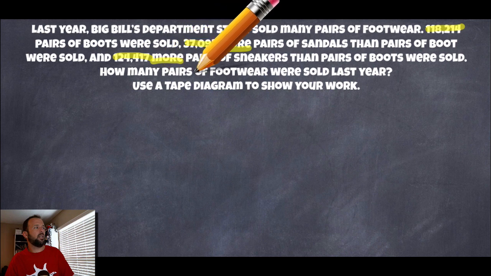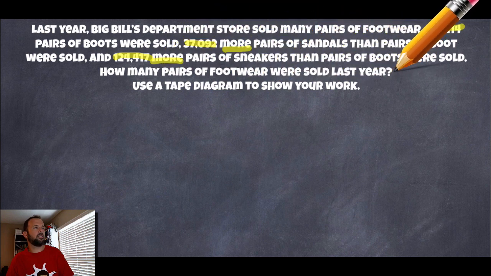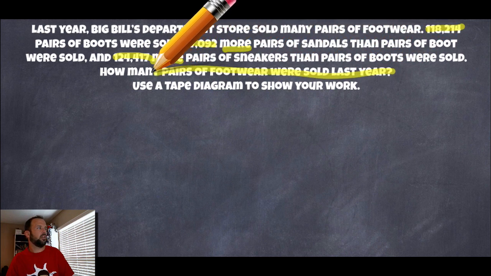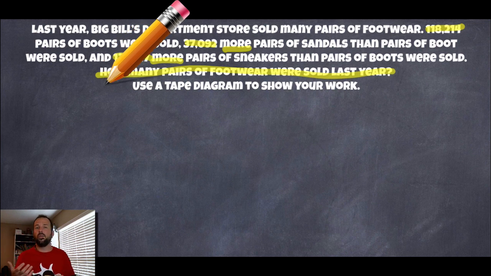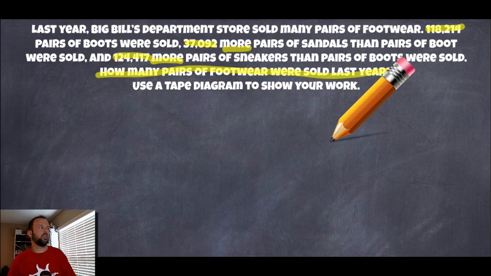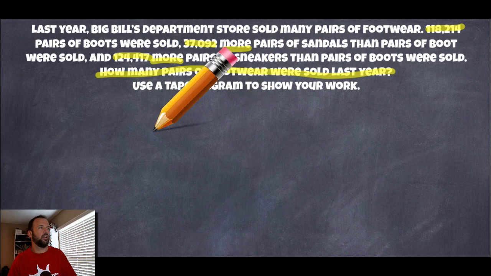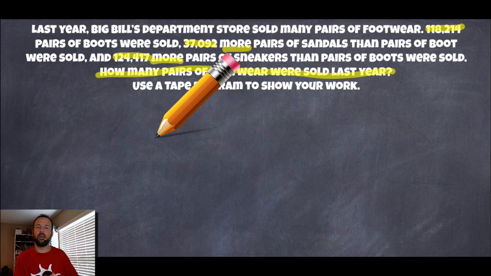So they want to know how many pairs of footwear were sold last year. That's the question, how many pairs of footwear. So no matter what the style, how many pairs of footwear were sold, and they want us to use a tape diagram to show our work. All right, well, I think we got some good important parts here, so I'm going to start drawing out that tape diagram to see if I can actually figure out the steps that I need to take to solve this problem. What I want you guys to do is draw out what you think the tape diagram should look like, and then we'll come back and we'll look at it together.